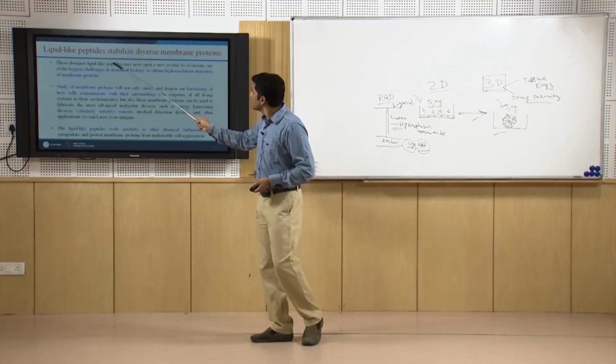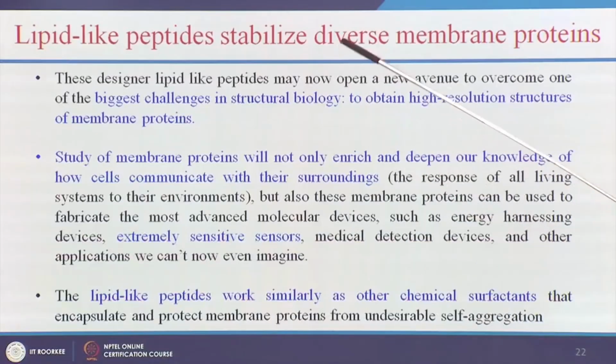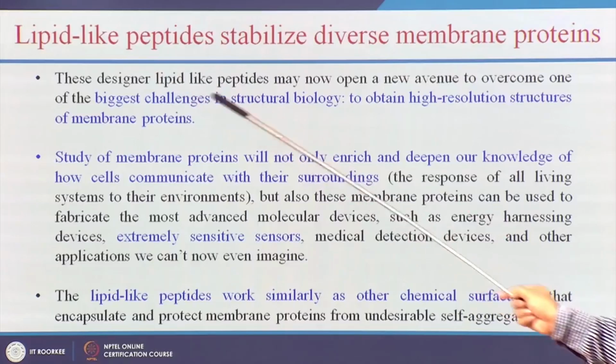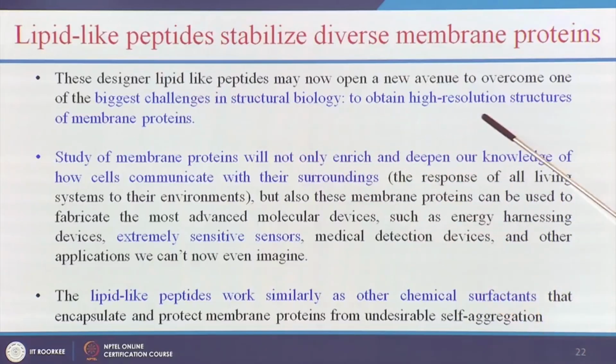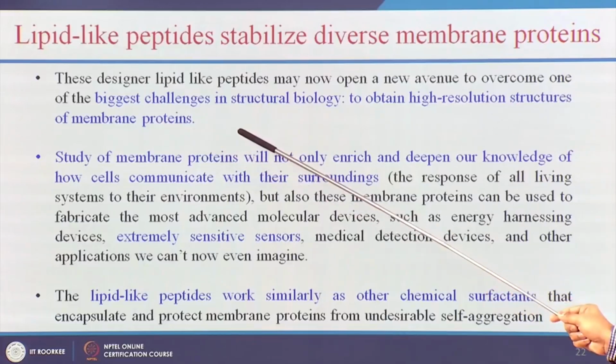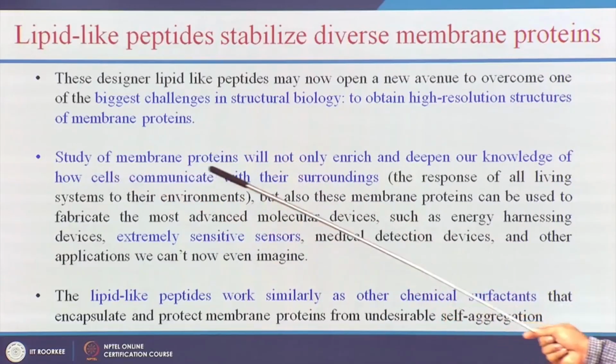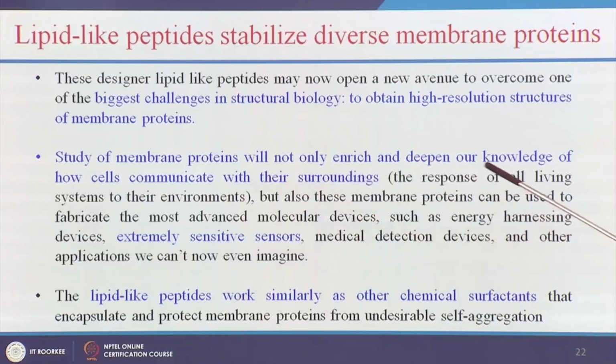So how we can use these lipid like peptides for stabilizing the membrane proteins. One of the important challenges in structural biology is to isolate and obtain a high resolution structure of membrane proteins, okay. So the study of membrane proteins will not only enrich and deepen our knowledge of how cells communicate with their surroundings, but it can also be useful for making effectively sensitive sensors.